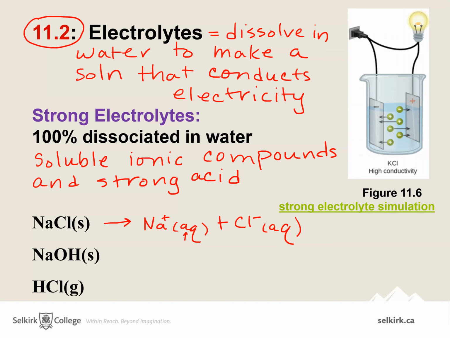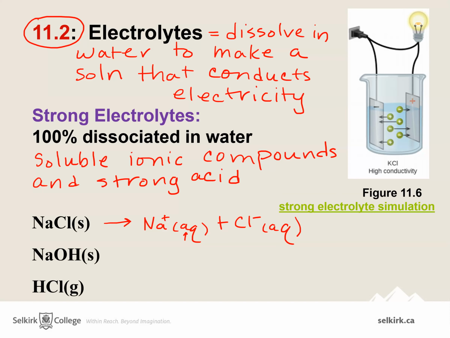So I've made charged particles in a liquid solution. I have charged particles that can move. This is an electrolyte. Every little bit of salt that dissolves makes ions. It's a strong electrolyte. It's 100% dissociated. It's 100% broken into ions.